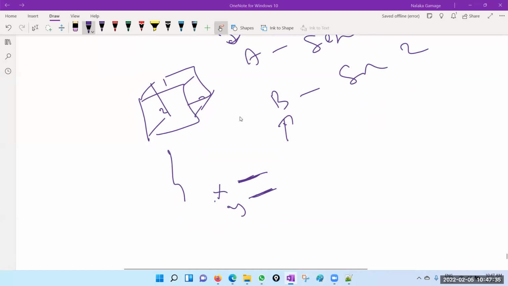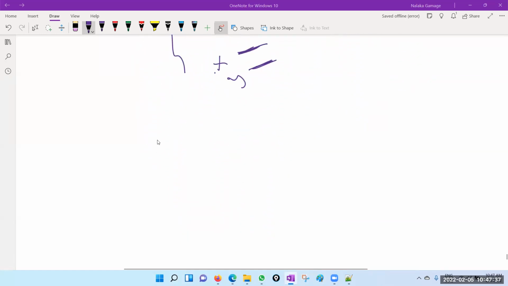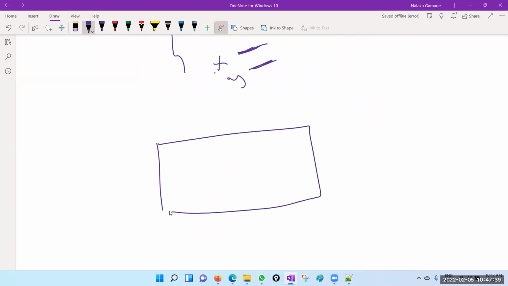Right. So those are mutually exclusive events. So if they are mutually exclusive events, there is no overlapping, because none of the outcomes will satisfy both. Say this is my A event, this is my B event, this is my sample space.